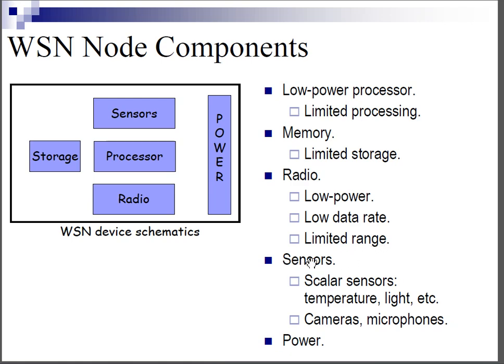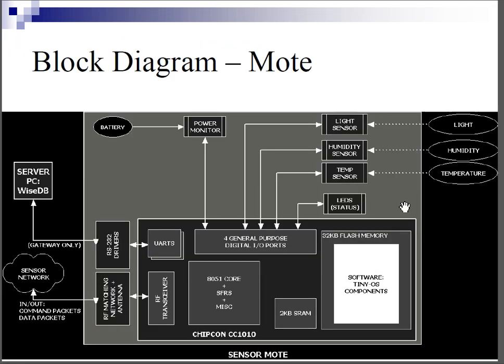So we have a sensor to sense the data. It can be a microphone for sound, it can be cameras, or a sensor for temperature, light, and so on. And of course the power. So let's look at the block diagram of the mote. We have a battery and a power monitor connecting to the sensor board itself. We call it the mote, the sensor mote. And you can see the different kinds of sensors: a light sensor, humidity sensor, temperature sensor, and so on.